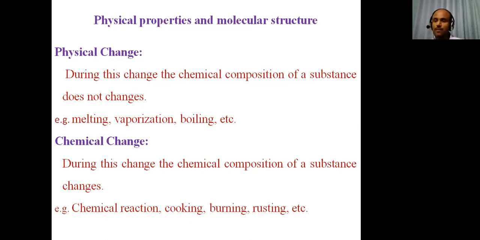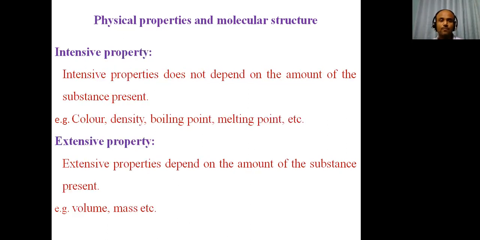Initially, the chemical composition of the substance is Fe, that is iron, and after rusting it gets converted into iron oxide, FeO2. So during rusting and during burning, the chemical composition changes. Therefore, it is a chemical change. Now it is clear. You can easily identify what is a chemical change and what is a physical change.